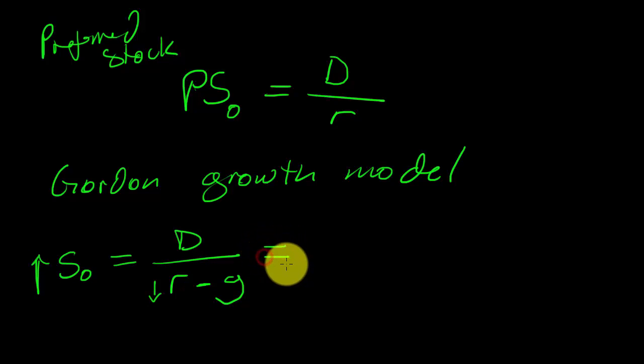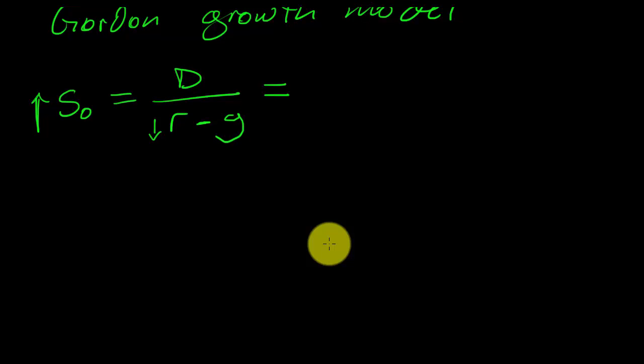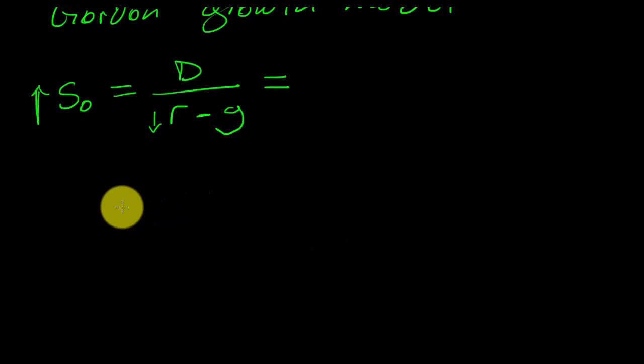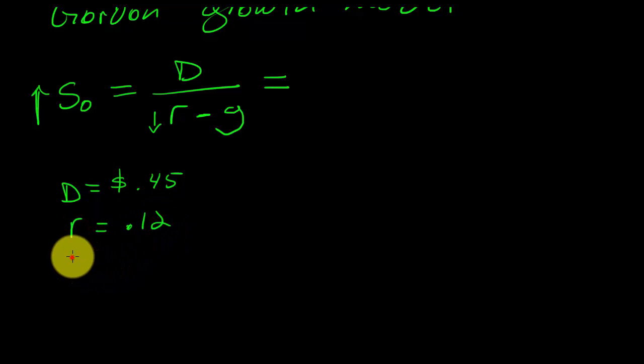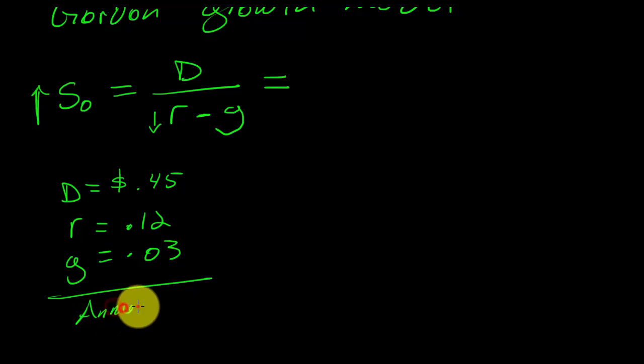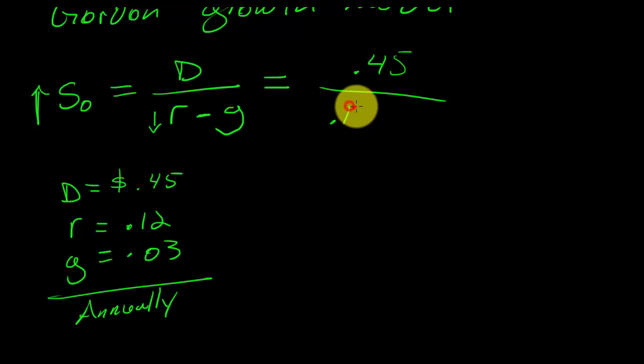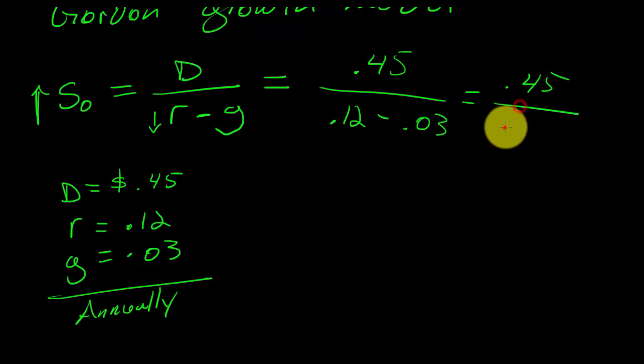Okay, so let's do a quick little example. Let's pretend that we have a company that has a dividend of, I don't know, 45 cents per quarter, or 45 cents. Let's do this annually for now. The R of the entire market is 12%, and this company is growing at a rate of 3%, which makes it that much faster. Let's just do this annually for now, just to keep it nice and simple. This is nothing more than plugging in the numbers. 45-cent dividends per year divided by R, 0.12, minus G, 0.03, and that's equal to 0.45 over 0.09.